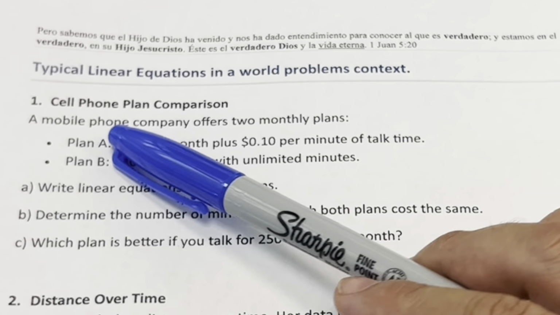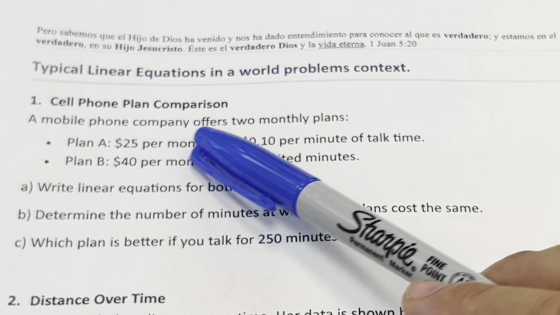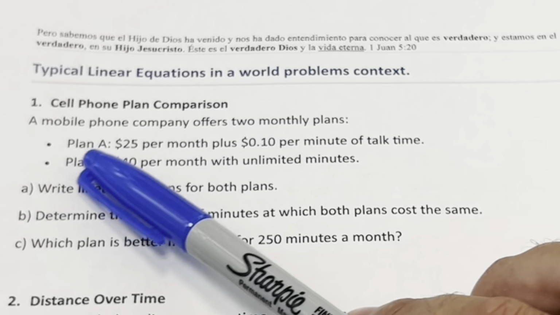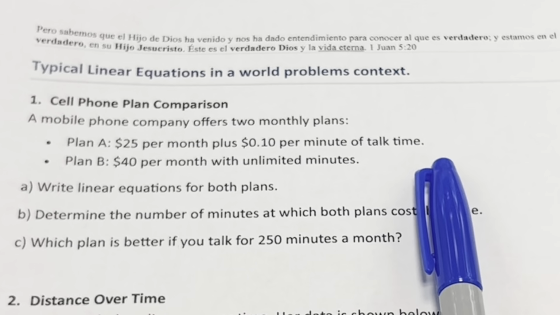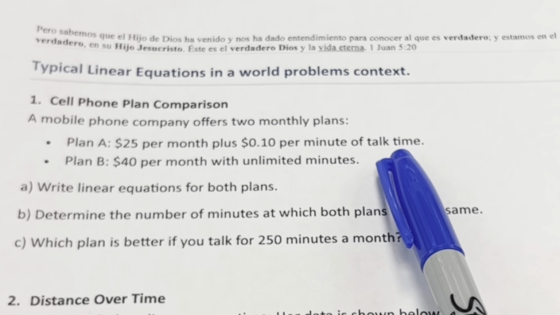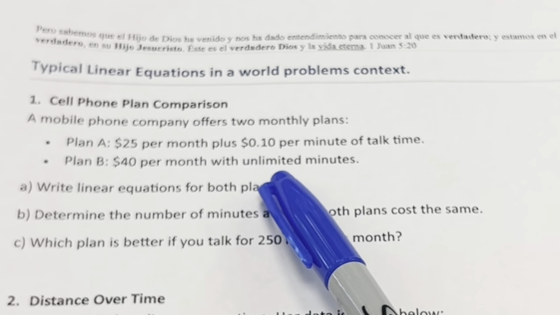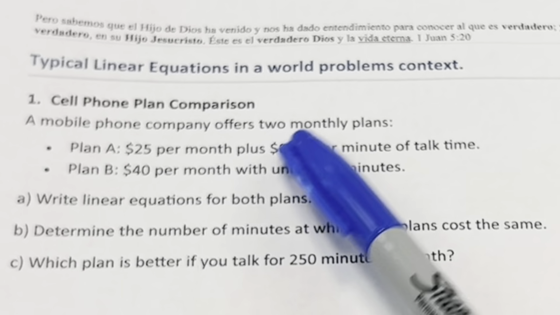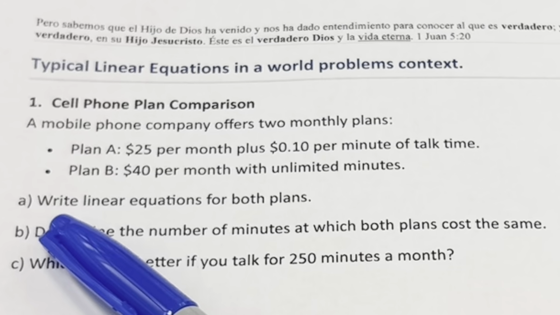The first one is a cell phone plan comparison. A mobile phone company offers two monthly plans. Plan A is $25 per month plus 10 cents per minute of talk time. That's the first information. And plan B is $40 per month with unlimited minutes. So we have the information for two different plans, and then the question of what we need to find.